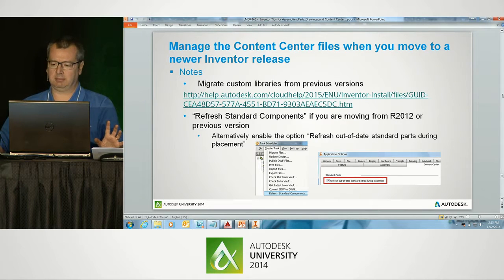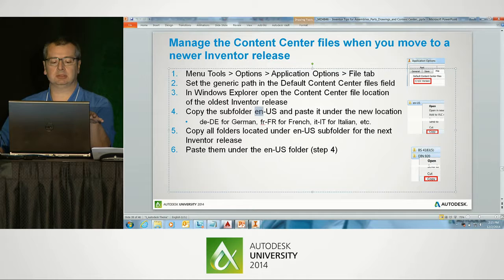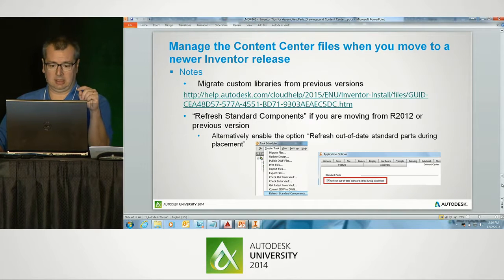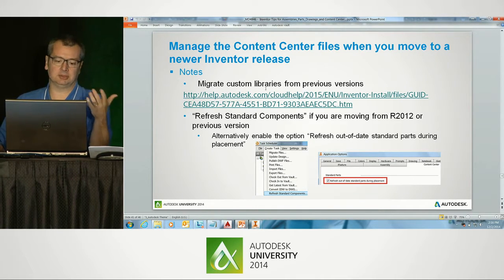Oh, just a couple of clarifications about this last topic. I've mentioned this folder ENUS. If you use the content center in another language that is not English, of course the folder is this for German, this for French, this for Italian, and so on. And another thing to mention, of course, if you were using custom content in a previous version, you need to migrate it. This is in the documentation. You have the link that points to the help file that explains how to do that.